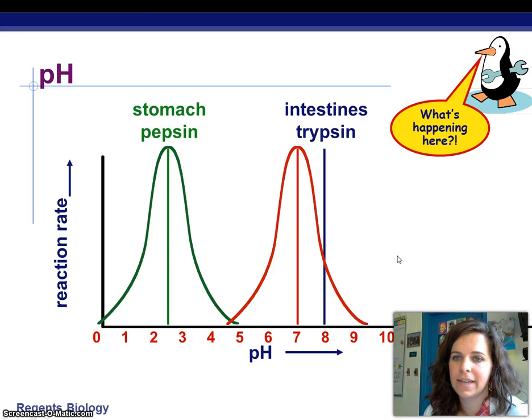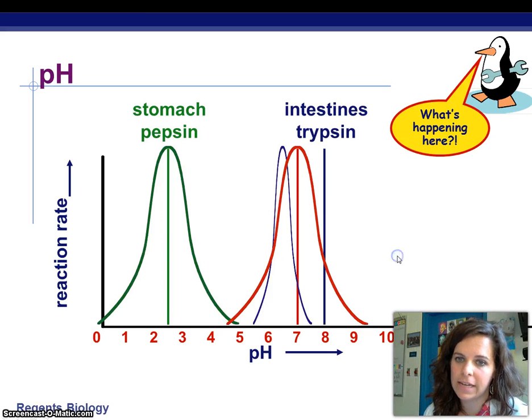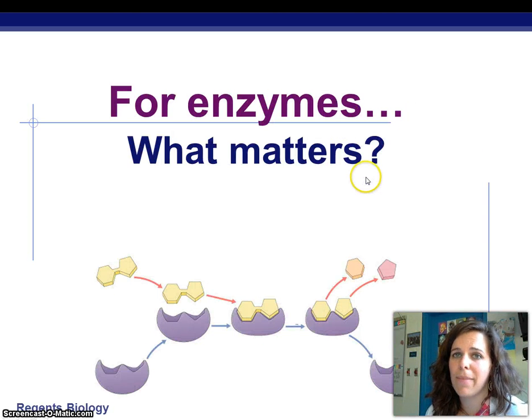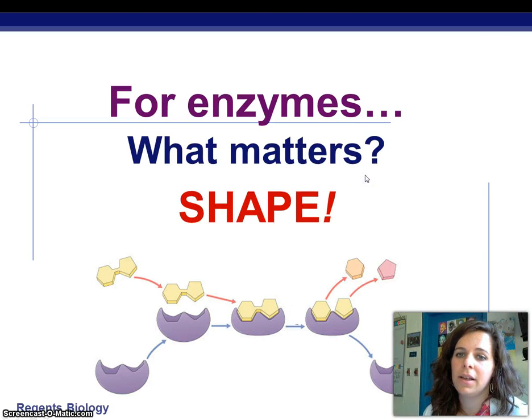And then our intestines are slightly basic, right around 8. So the enzymes in the intestines work really well around 8. So again, they're very well adapted to their environment. So in conclusion, for enzymes, what matters? The shape.